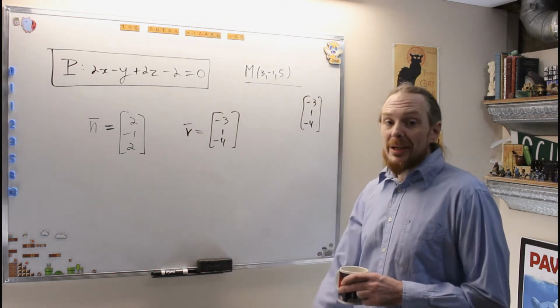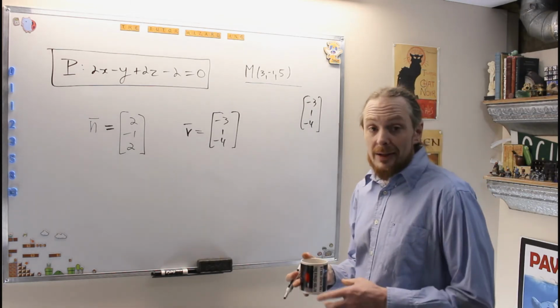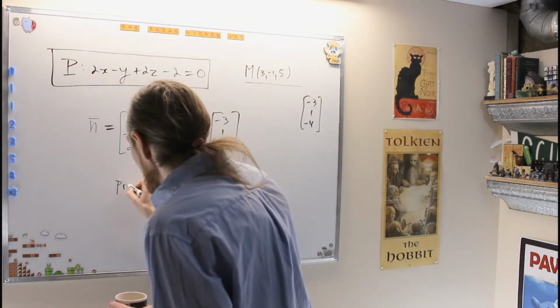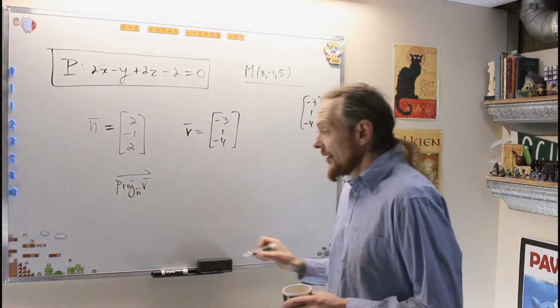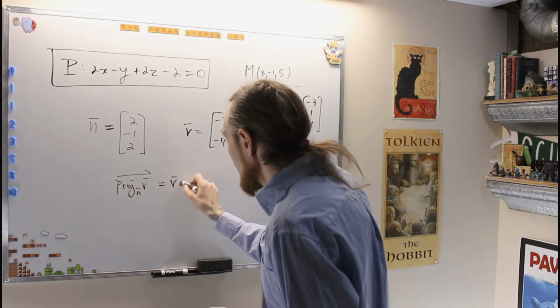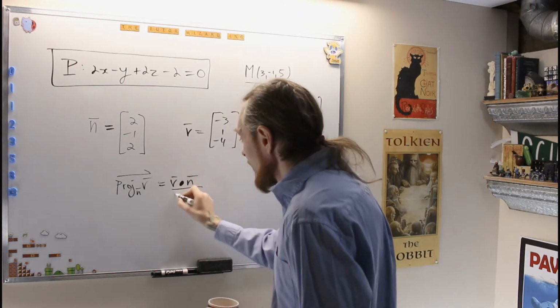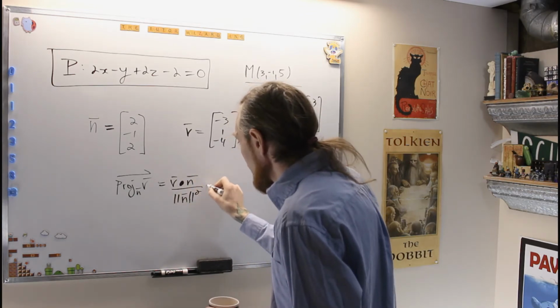The next step is we need the projection of v onto n. So the projection of v onto n as a vector is equal to v dot product with n over the norm of n squared, times n.